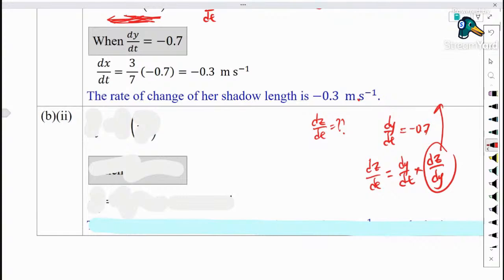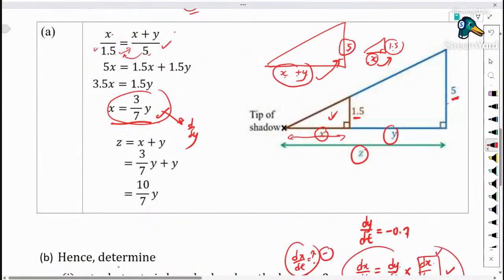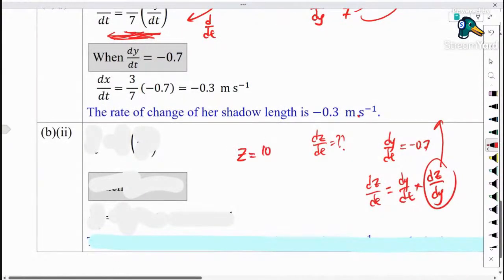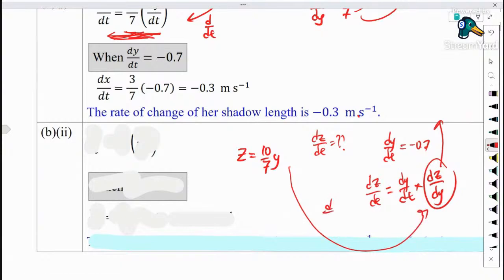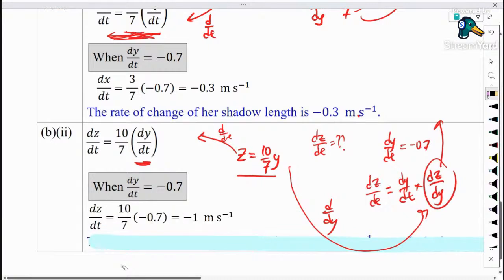But once again, in this question, I want to use another alternative method. Instead of using the chain rule like this, based on the info I know, z equals 10 over 7y. Instead of finding this differentiation with respect to y, I just directly differentiate with respect to t, so I have an instant relationship between dz dt and dy dt. Again, I can easily substitute the dy dt according to the info just now. I get dz dt equals negative 1 meter per second.